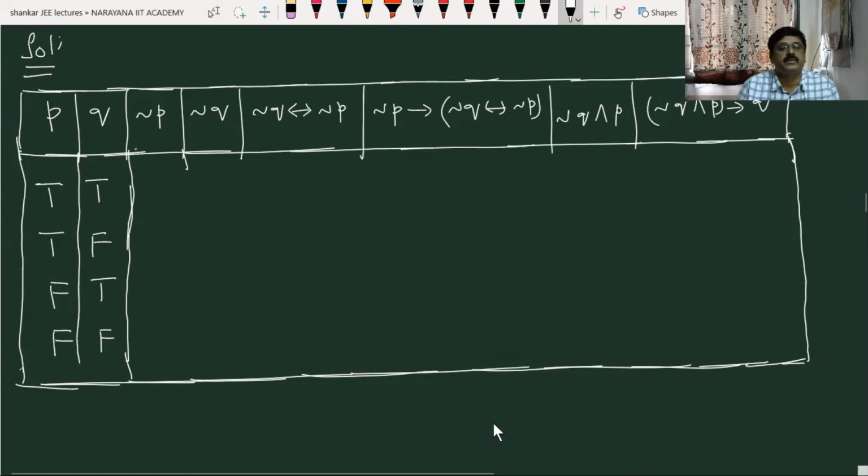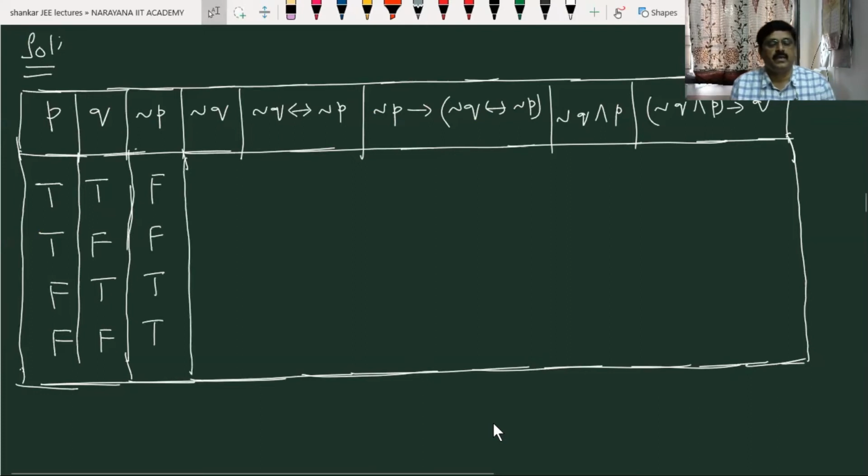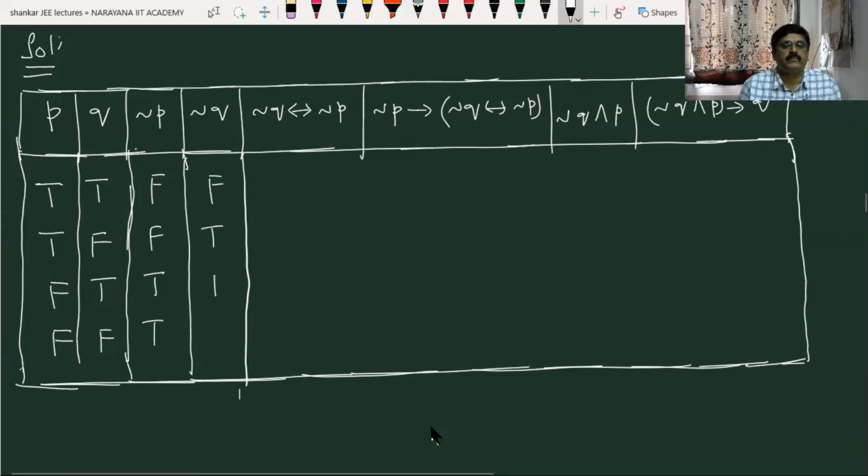So what comes, students? F, F, T, T. This is what about the third column, students. Now negation of Q I am going to write. Negation of Q means what? Just the negation of the second column. So keep an eye on this second column. Now it will be F, T, F, T. So what comes? F, T, F, T.